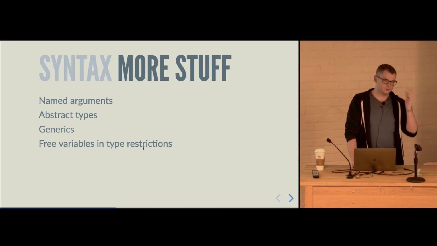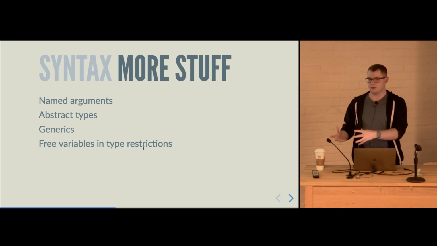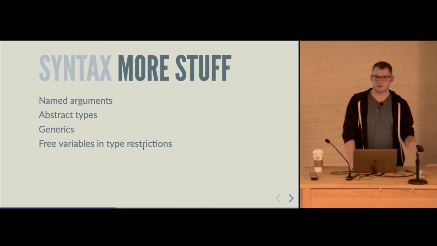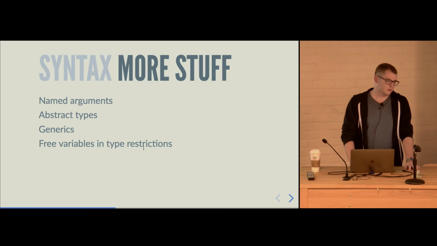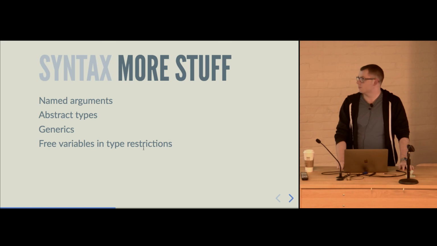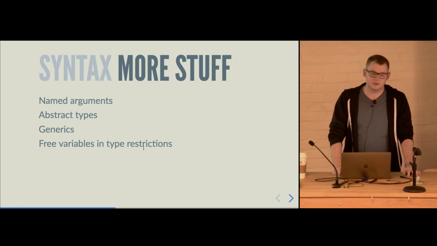It's very similar to generics, but if you want to make a method that takes an argument of any type, but then has to do something with that type, you'd use a free variable, and then you'd get that type as a variable inside your method, which is kind of cool. But yeah, I missed a lot of stuff, I'm sure.